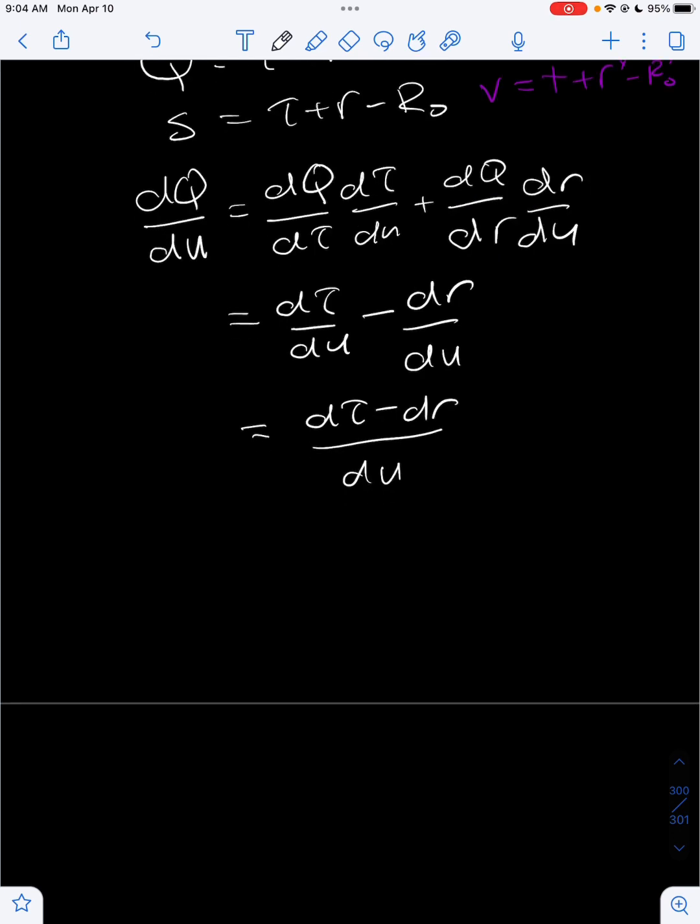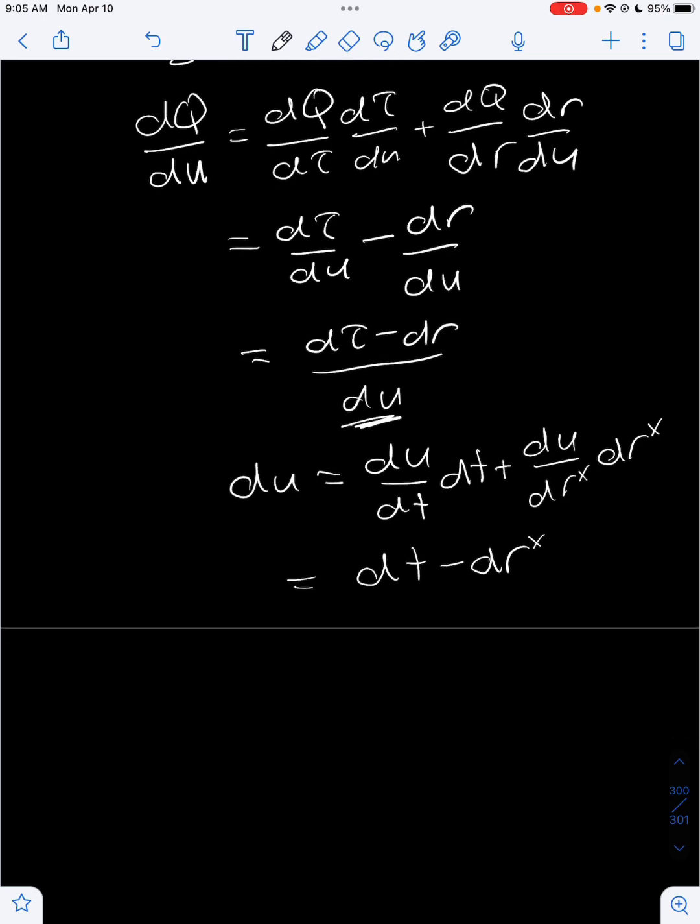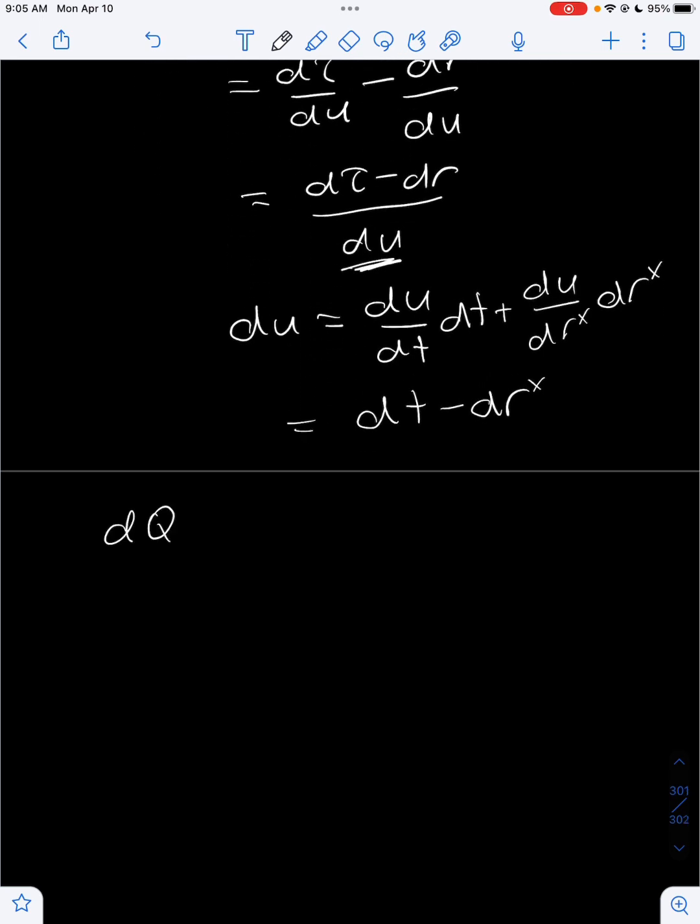First of all, we need to write out du in terms of d tau. du is just du over d tau d tau, plus dt, because it's not a function of tau explicitly, so dt, then plus du over dr asterisk. So this means that dq over du is d tau minus dr over dt minus dr asterisk.